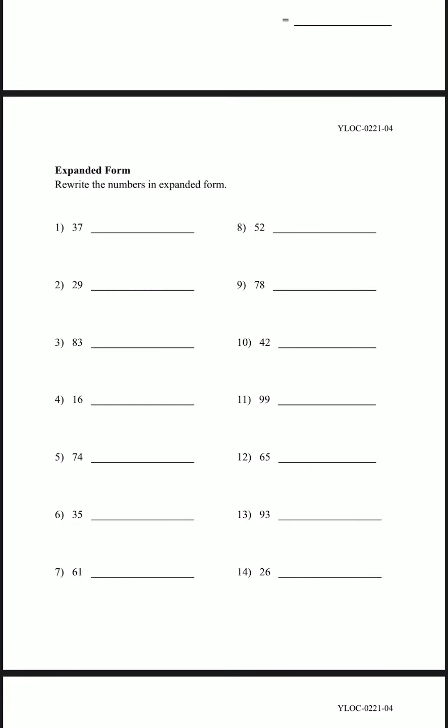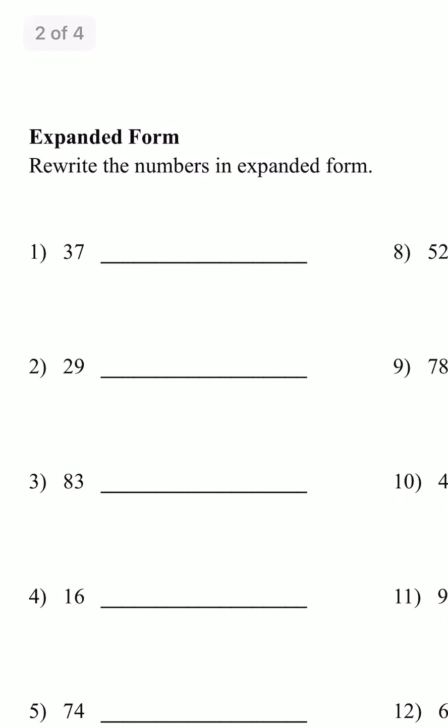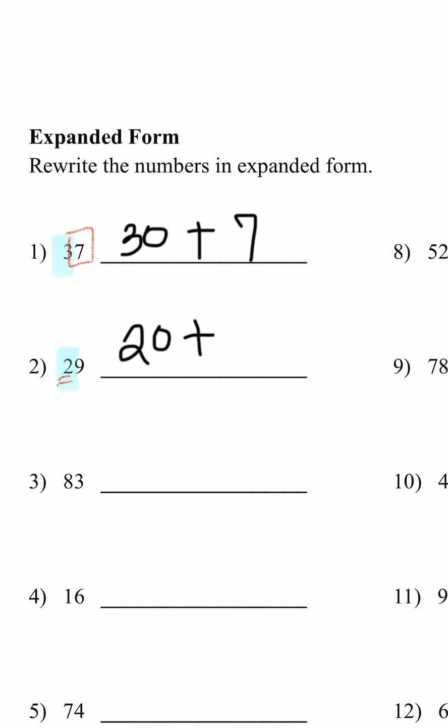So expanded form. Rewrite the numbers in expanded form. Number 1, we have 37. So writing in expanded form would be 30 because 3 tens is 30, okay? And plus 7 because we have 7 ones. And number 2, we have 29. So number 2, we have 20 because we have 2 tens plus 9 ones. That would be 20 plus 9.